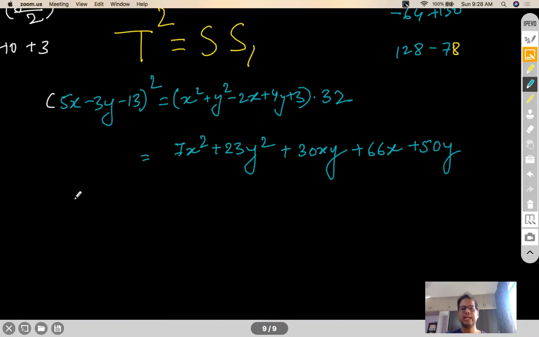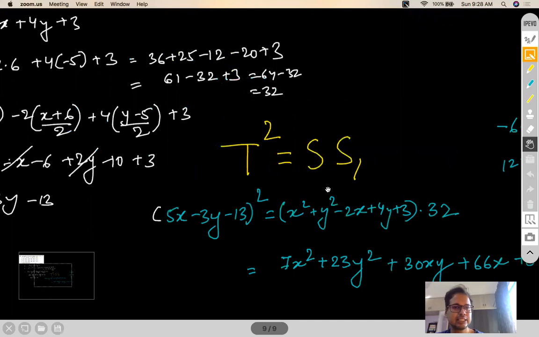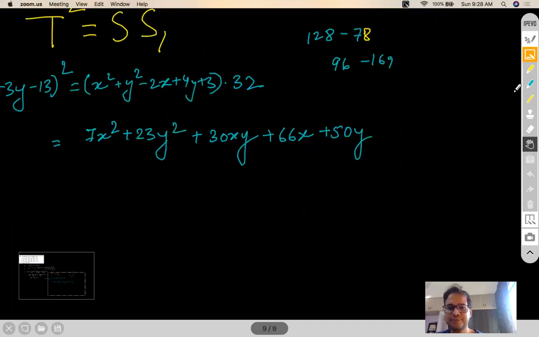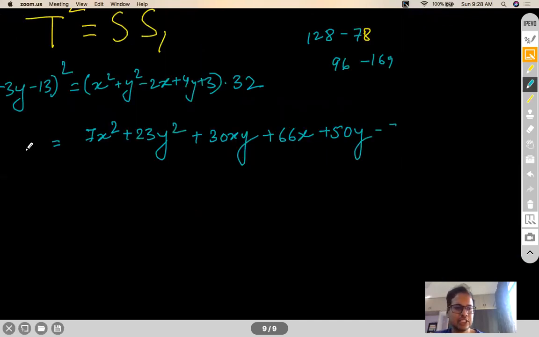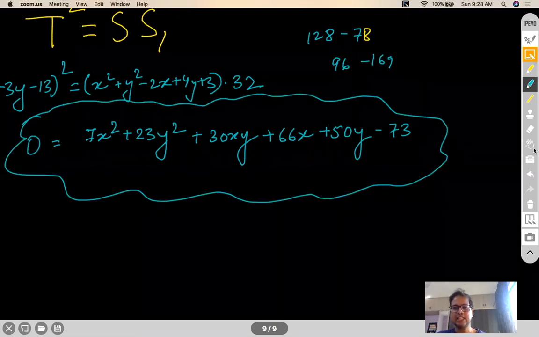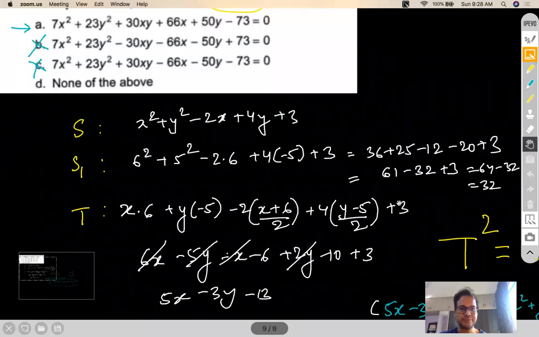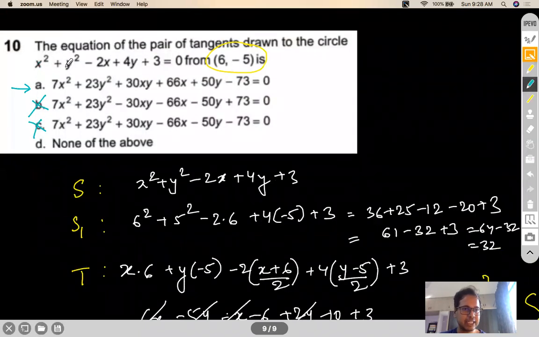Okay. And of course the constant terms will be 96 coming from here and minus 169 coming from here. So this is going to give you a 73. Yeah, it's there. So this is going to be your equation of the pair of tangents. Now this is clearly option number A. Okay. Option number A is correct.